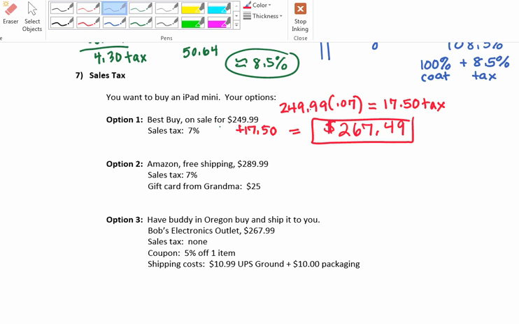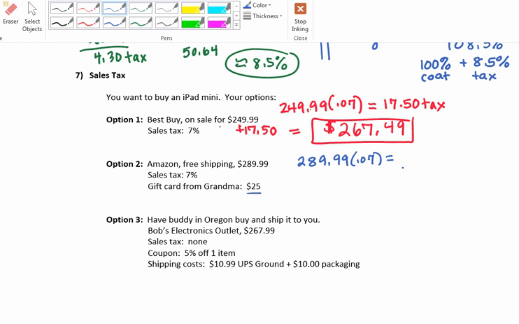Okay. Well, what about Amazon? On Amazon, you get free shipping because you're an Amazon Prime member. It costs $289.99, which is more than the Best Buy, even after the taxes. You still have to pay taxes, but you have a gift card from your grandma for $25. And you think that seems like a pretty good deal here. So let's take our $289.99. And Amazon is going to charge you that same 7% Indiana sales tax here.